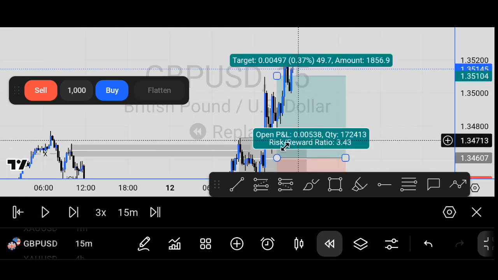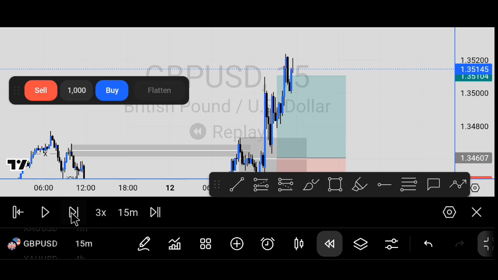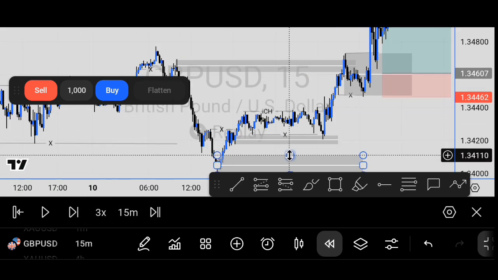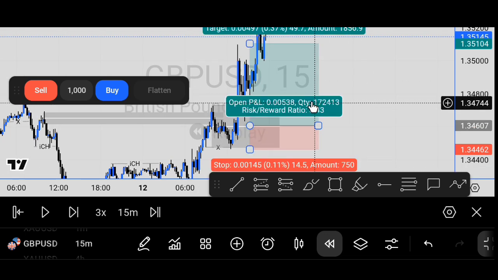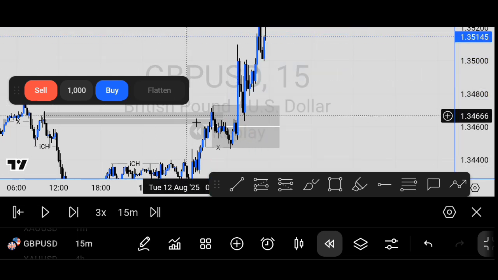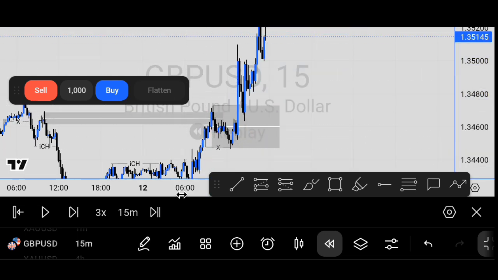So that was the first opportunity we missed, like this and this. So we missed out on both of them, because I hit a stop loss right here. So let's play price forward and see.